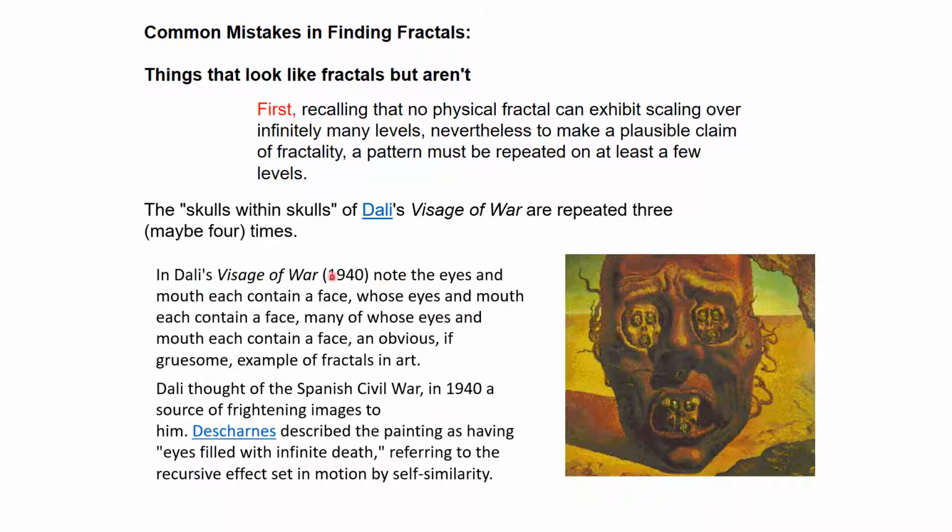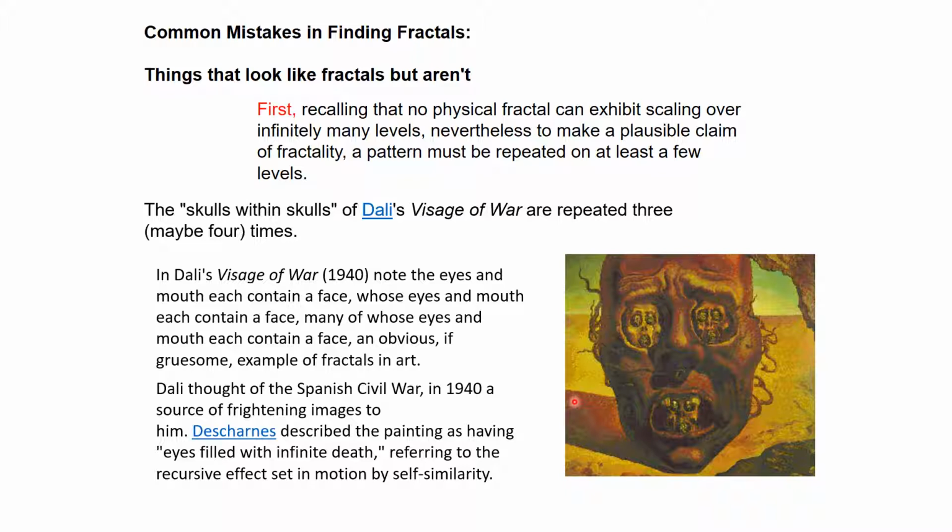It was painted in 1940, and you see the eyes and mouth of this skull contain again a skull here, which has eyes and a mouth. This also has an eye and a mouth. This also has eyes and a mouth, and each eye and mouth again have the same skulls. So we have one bigger piece, then 3 smaller pieces, and then another 9 at another level, and probably, if you can imagine, 27 more at another level.